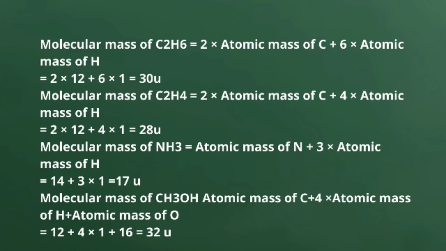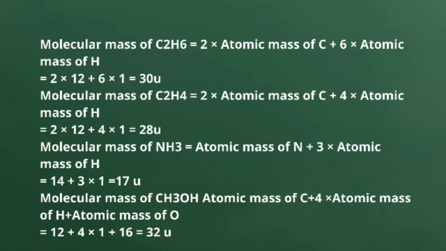Molecular mass of NH3 is equal to atomic mass of nitrogen plus 3 into atomic mass of hydrogen. Means 14 plus 3 into 1 is equal to 17U. Molecular mass of CH3OH is atomic mass of carbon plus 4 into atomic mass of hydrogen plus atomic mass of oxygen. So 12 plus 4 into 1 plus 16 is equal to 32U.